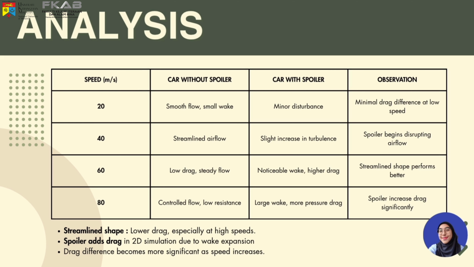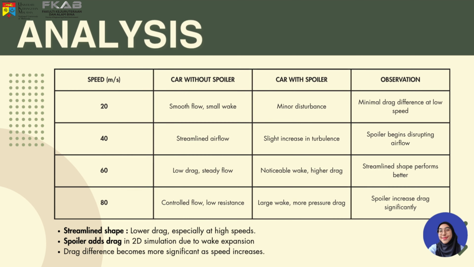At 60 meter per second, the difference becomes more obvious. The spoiler-less car maintains steady, low drag flow. However, the car with the spoiler develops a noticeable wake behind it, leading to higher drag. Finally, at 80 meter per second, the spoiler significantly increases drag. The flow behind the spoiler becomes unstable, forming a large wake and a high pressure drag. Overall, this table clearly shows that the streamlined shape without the spoiler performs better, especially as speed increases.